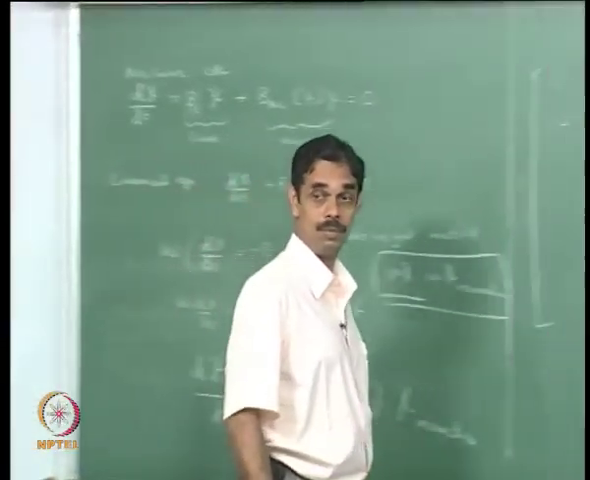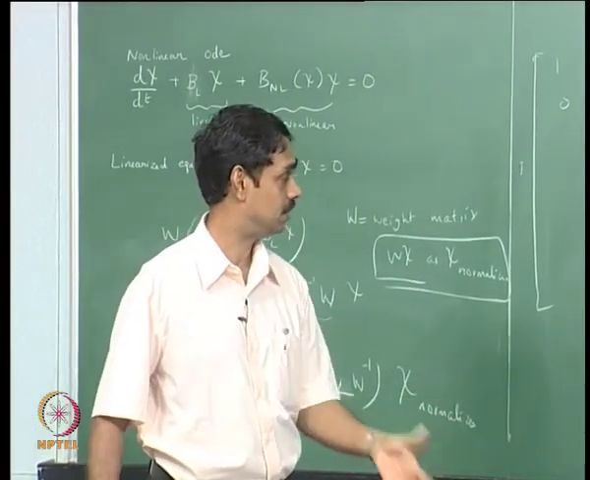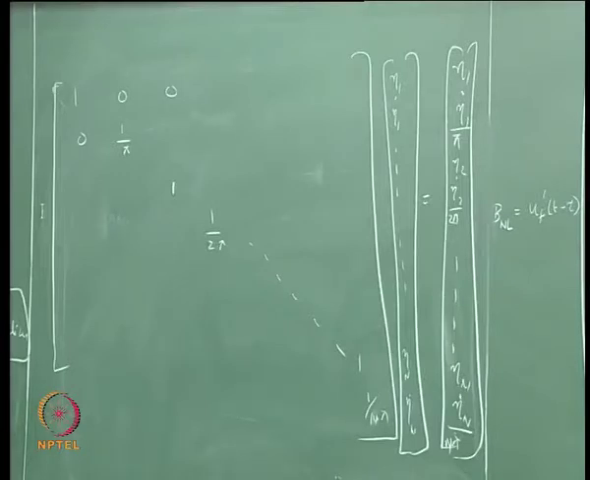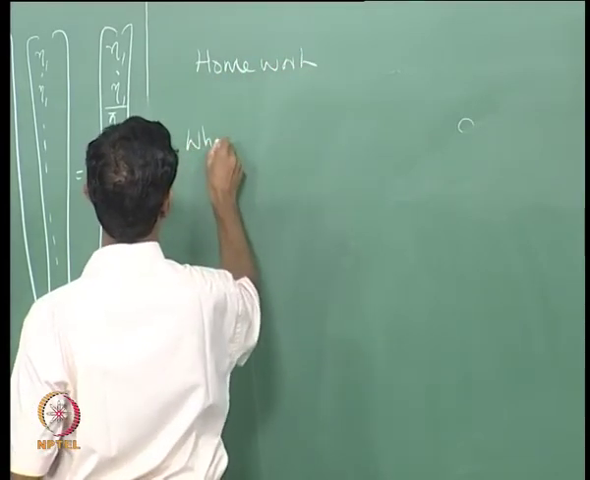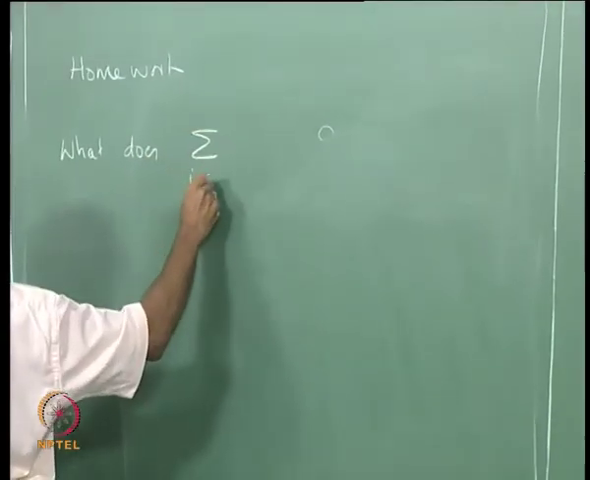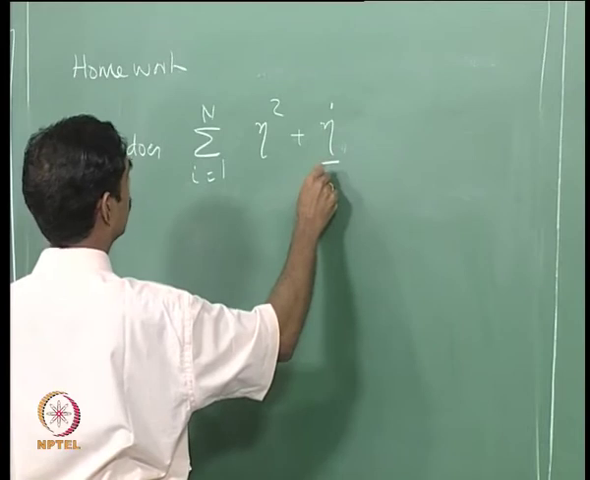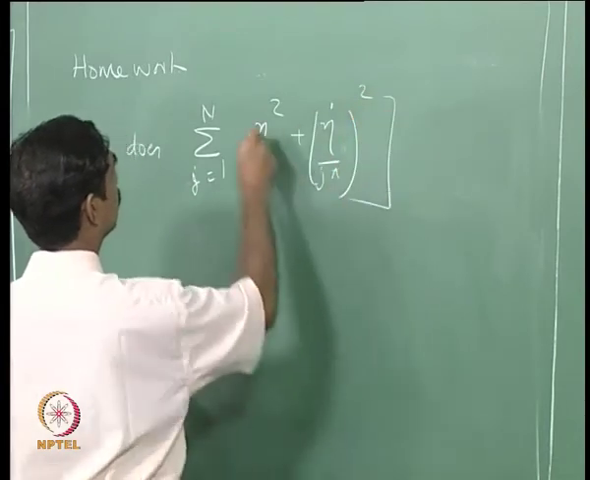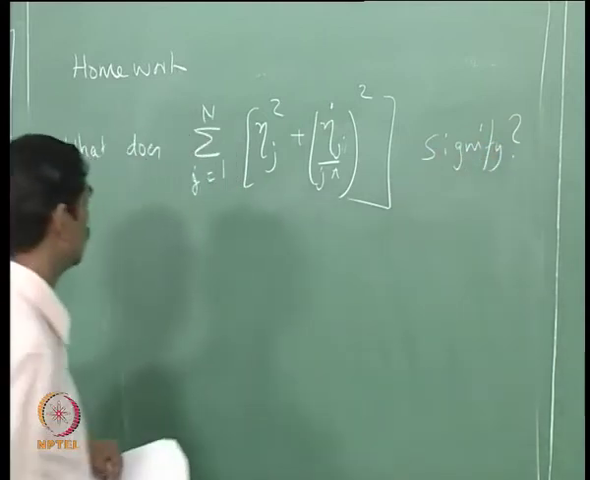So you can try to do some algebra at home to see what this stands for: eta 1 squared plus eta 1 dot squared over pi squared, plus eta 2 squared plus eta 2 dot over 2 pi the whole squared, up to eta n squared plus eta n dot squared over n pi squared. What does this mean? The answer is, it is acoustic energy. Okay, so let me write this question. This is the first one.